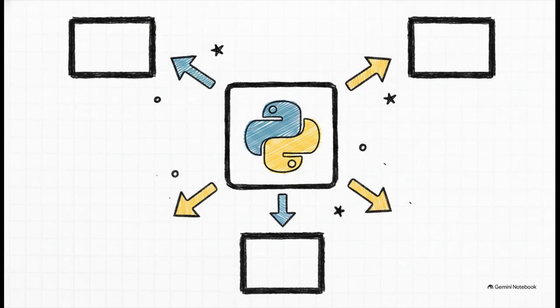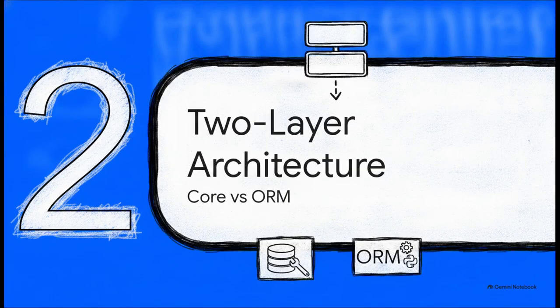And the best part? Unlike tools that are glued to specific frameworks, you can grab this with a simple pip install SQLAlchemy. It is a genuinely standalone package. That's a massive advantage, right? Because it means you can drop it into basically any Python web framework you prefer, whether that's Flask, FastAPI, or whatever else you're building. Moving right along to section 2, the two-layer architecture.